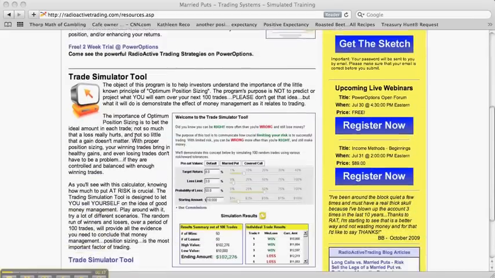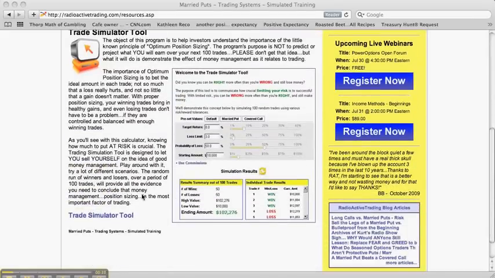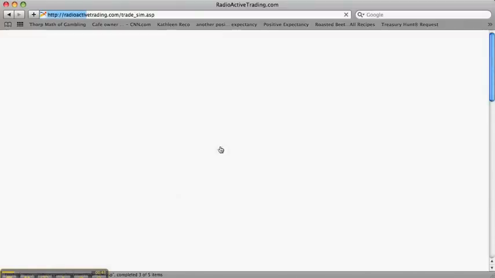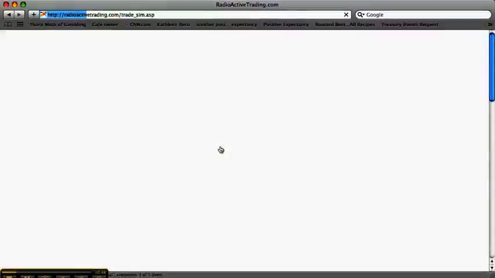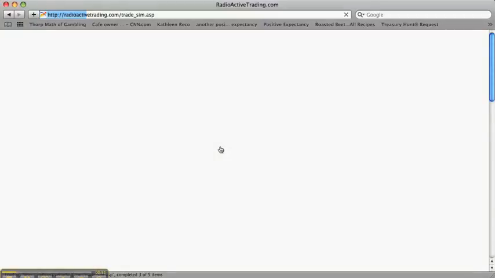But below that, and really exciting, this is the Trade Simulator tool. Let's go to that page. We'll just click here, and that page will load up. And what we're going to be looking at is the effect of money management on your trades.